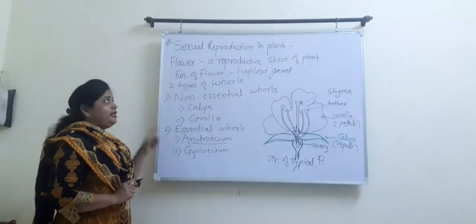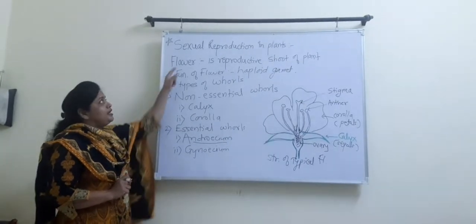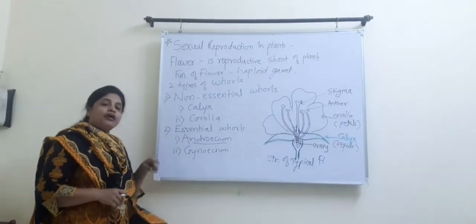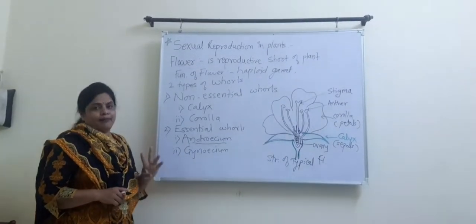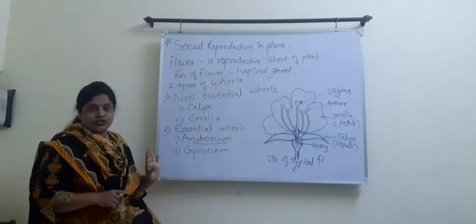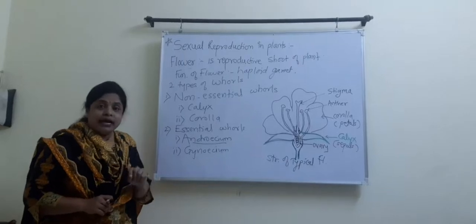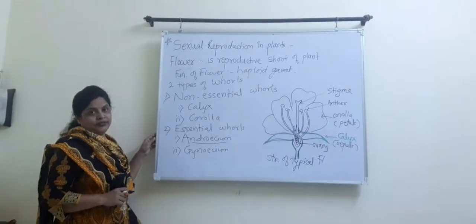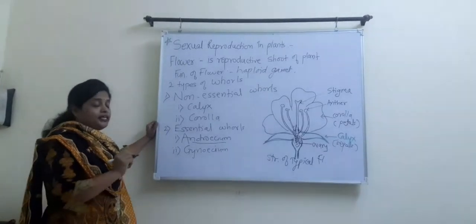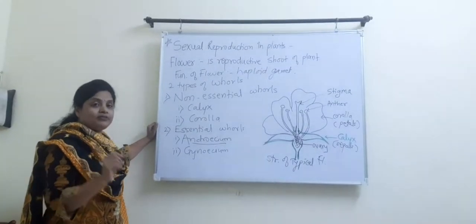Hello. In this chapter, the second topic is sexual reproduction in plants. Sexual reproduction means the involvement of two gametes, that is, a male gamete and a female gamete. Sexual reproduction in plants takes place in a flower. A flower is a reproductive shoot of a plant. It is a special reproductive part of the plant.